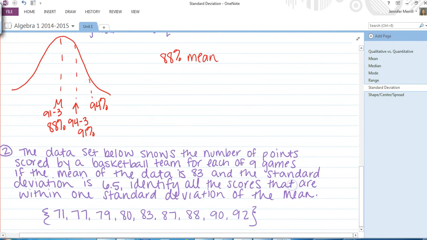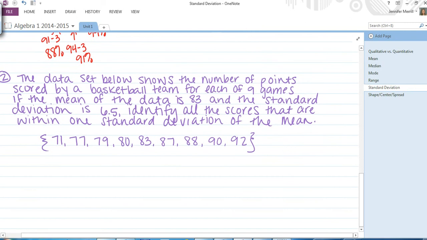The next example says the data set below shows the number of points scored by a basketball team for each of 9 games. If the mean of the data is 83 and the standard deviation is 6.5, identify all the scores that are within one standard deviation of the mean. So if my average is 83 points and the standard deviation is 6.5, we want to add 6.5 and we also want to subtract 6.5.